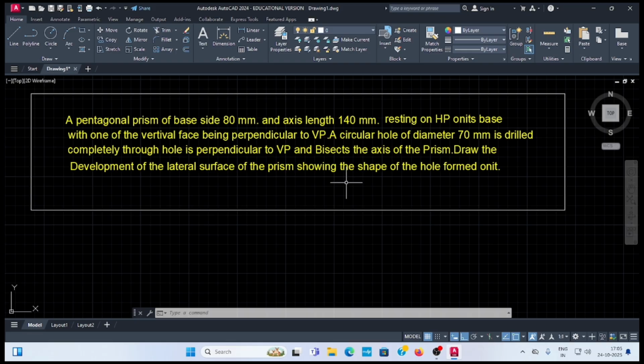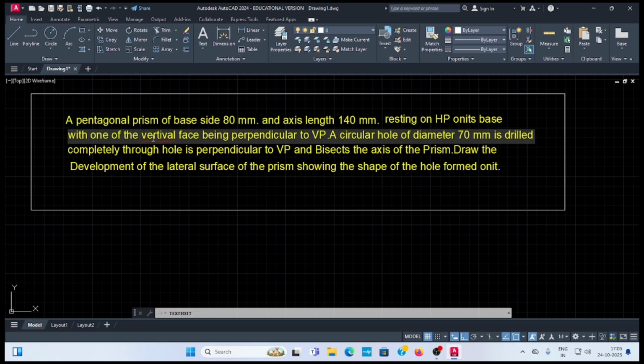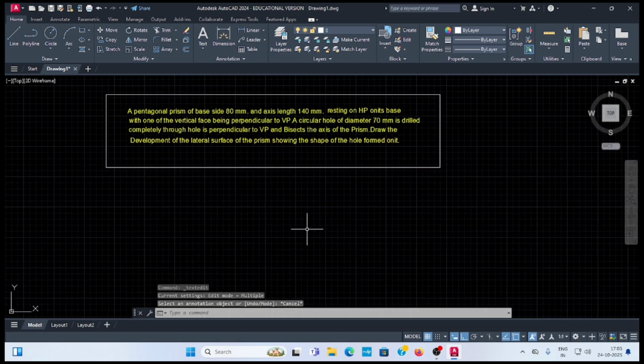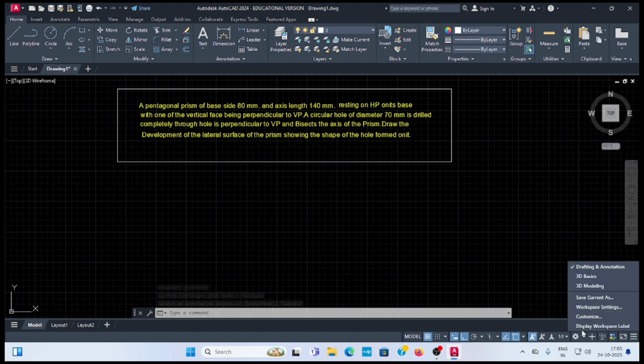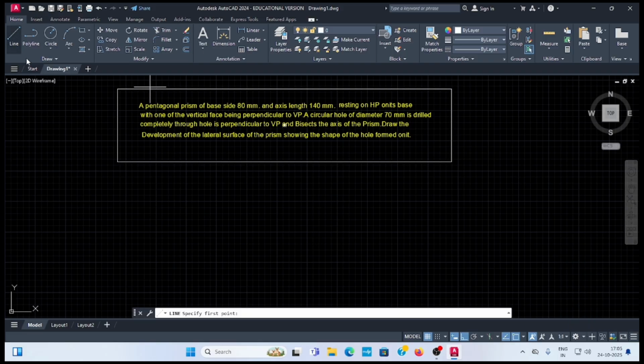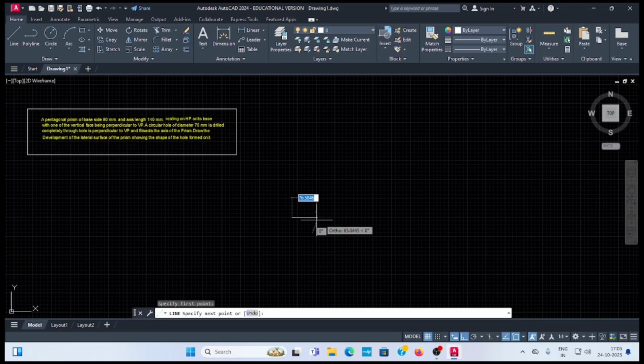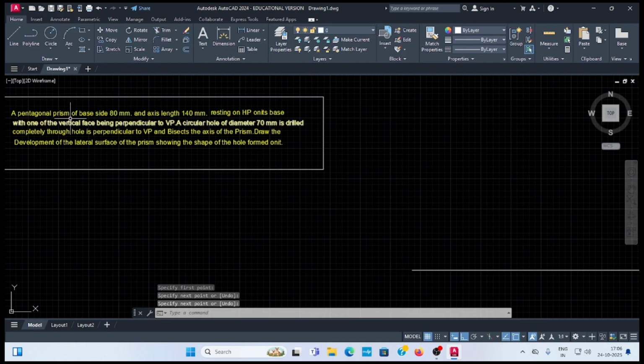How do I solve this question in AutoCAD? I explain now. Ensure that it is in the drafting and annotation mode. Next, take the line command and draw the reference line of some random length. Then you draw the pentagonal prism.